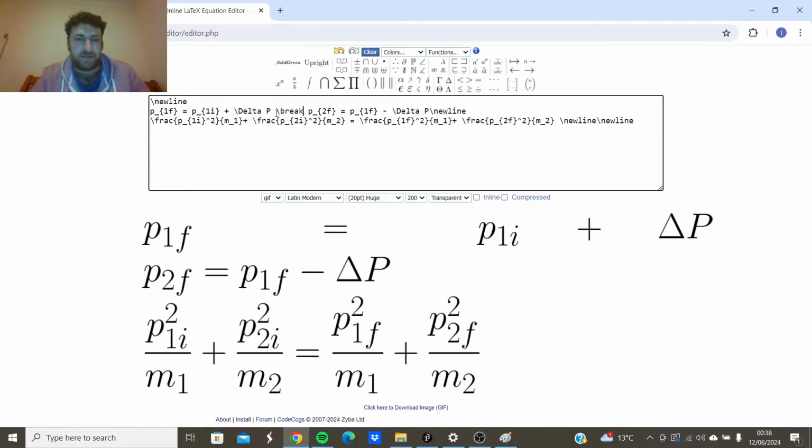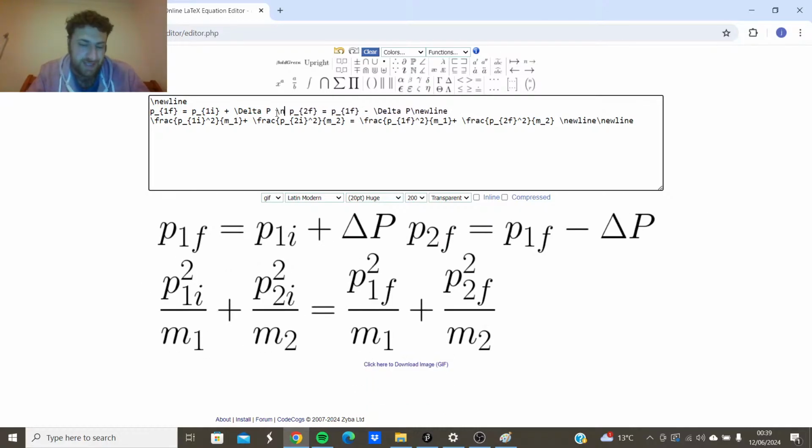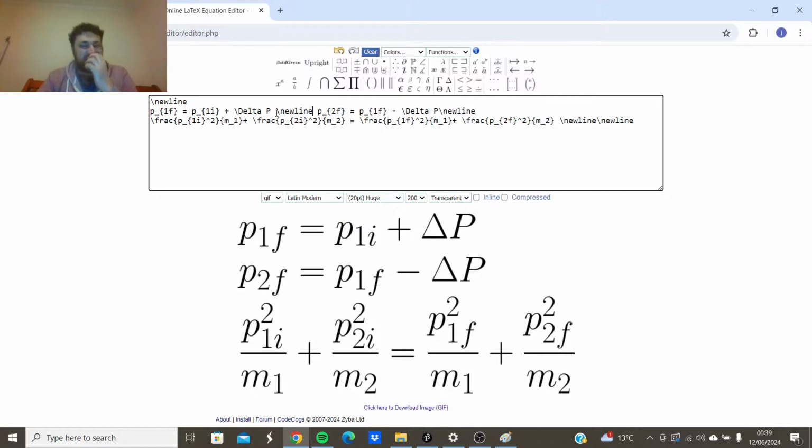I don't know what I just did there, but it's not really what I was after. I think a new line will suffice. So these are our two equations now.